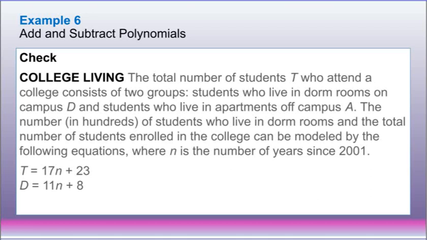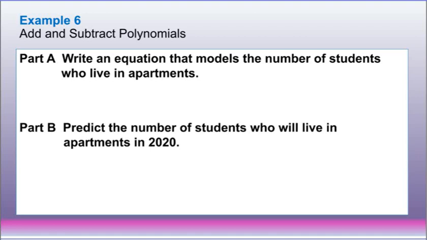Next, the total number of students T at a college consists of 2 groups: students who live in dormitories on campus D, and students who live in apartments off campus A. The number in hundreds of students who live in dormitories and the total number of students enrolled in the college can be known by the following equations, where N is the number of years since 2001. So T is the total, and D is those who live in the dorms. What we want to do is write an equation that models the number of students who live in apartments.